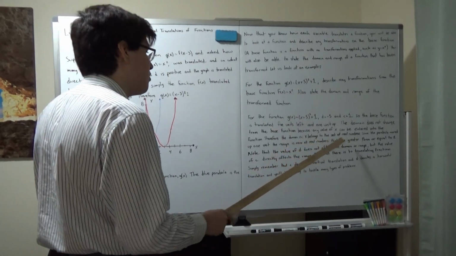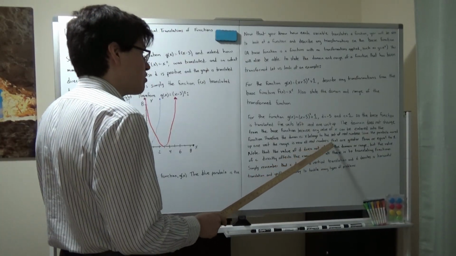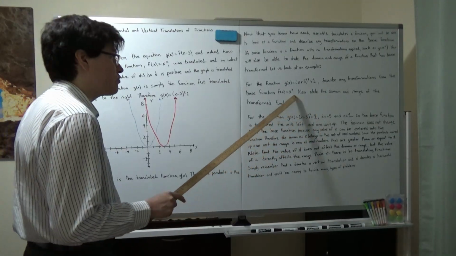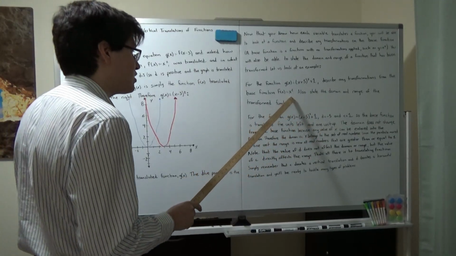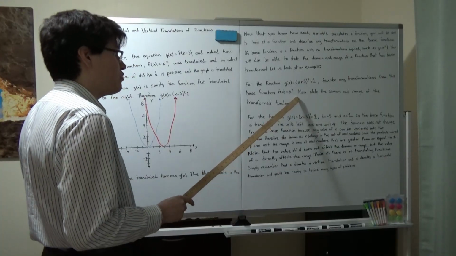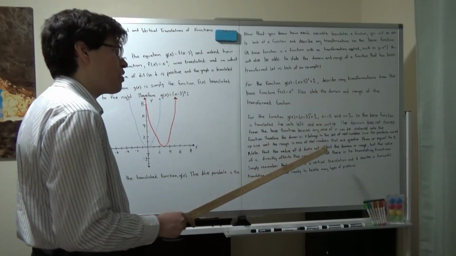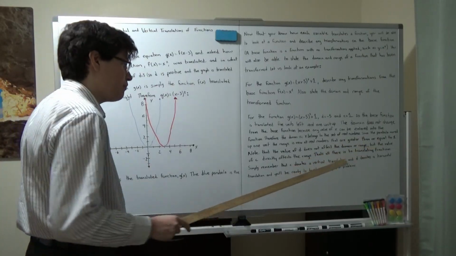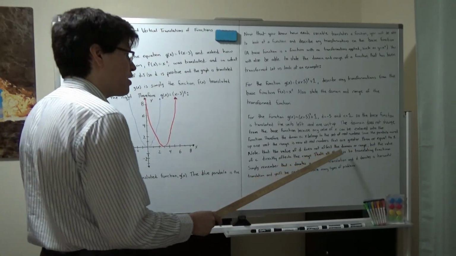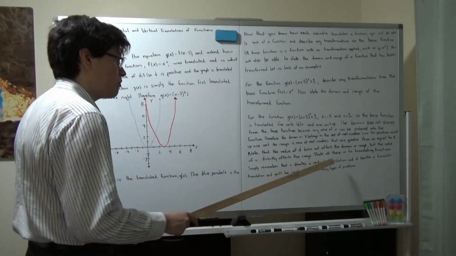Since the parabola moved up 1 unit, the range is now all real numbers that are greater than or equal to 1. That's because the range for f of x equals x squared was all real numbers greater than or equal to 0. So if we shift 1 up, naturally, the range becomes all numbers greater than or equal to 1. Note that the value of d does not affect the domain or range, but the value of c directly affects the range.